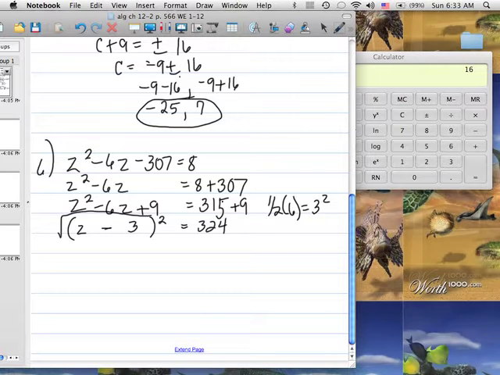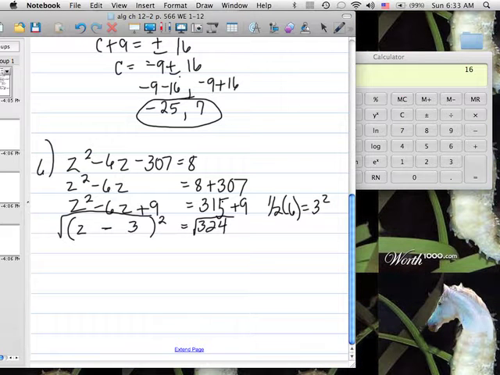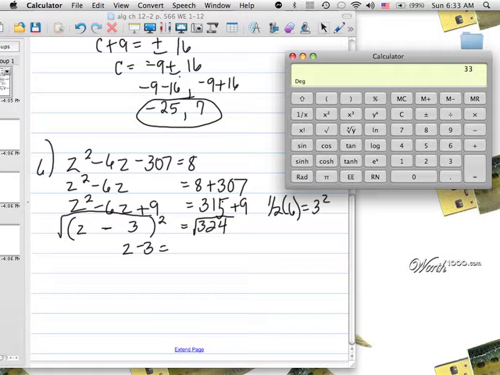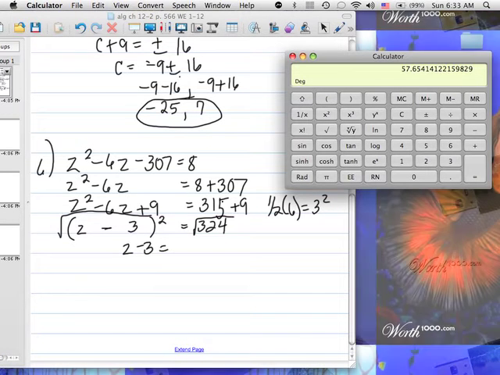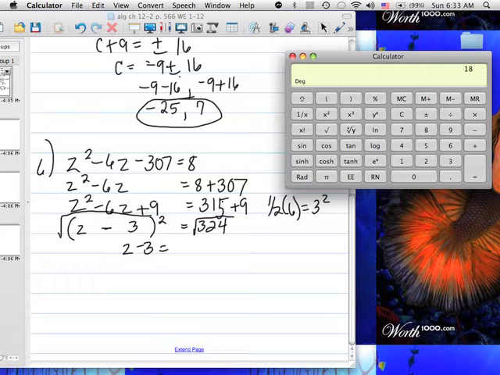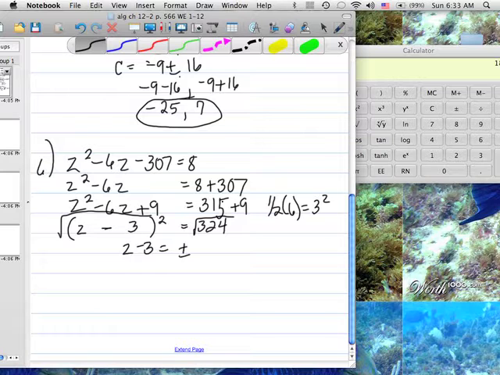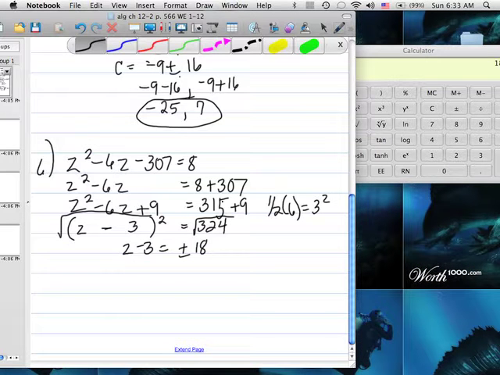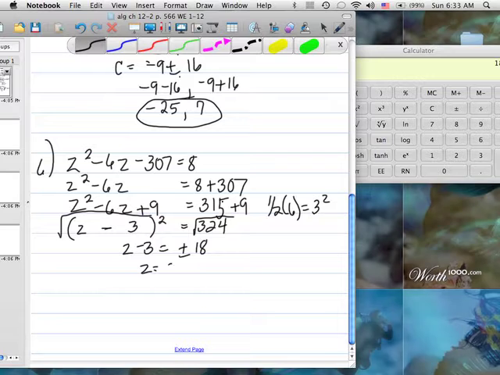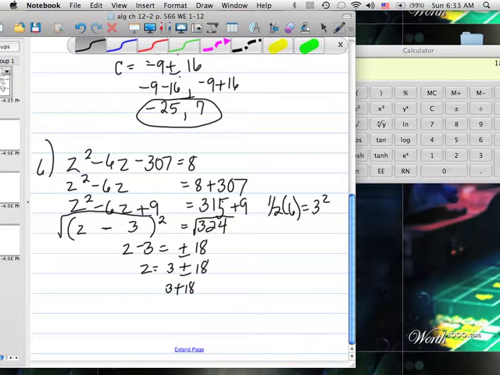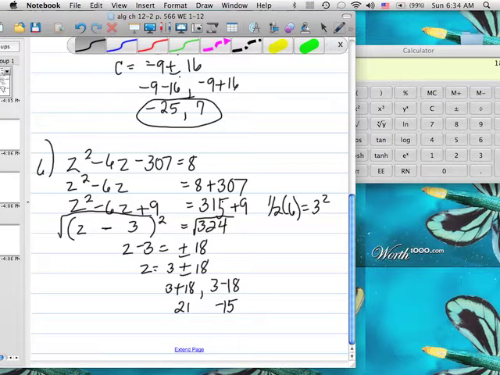So I take the square root of both sides. And I get z minus 3 equals plus or minus the square root of 324. Let's check and see if that's a perfect square. It is, it's 18. So equals plus or minus 18. So z equals, add 3 to both sides, 3 plus or minus 18. So 3 plus 18 is 21, and 3 minus 18 is negative 15.